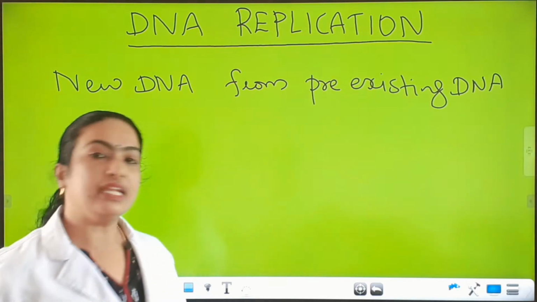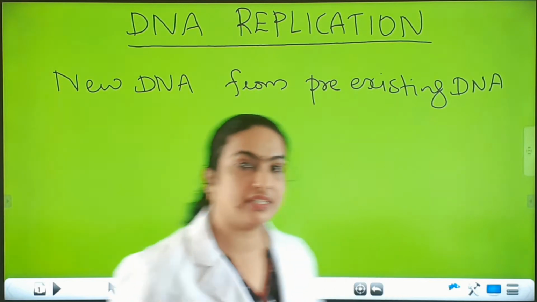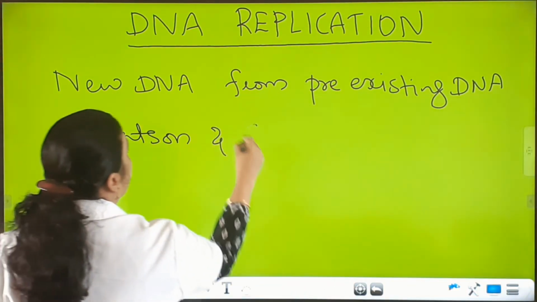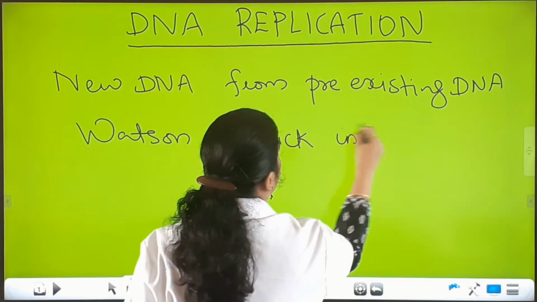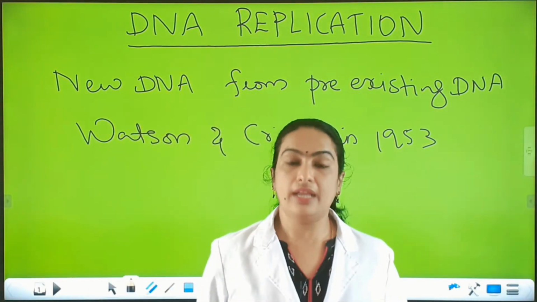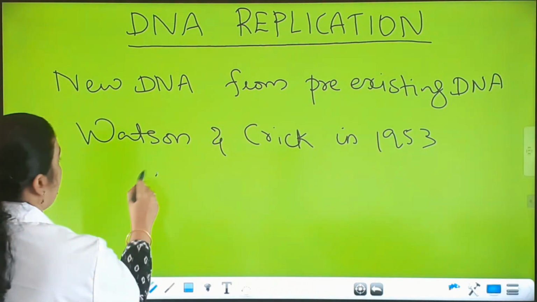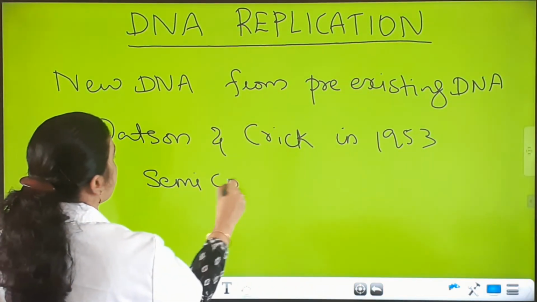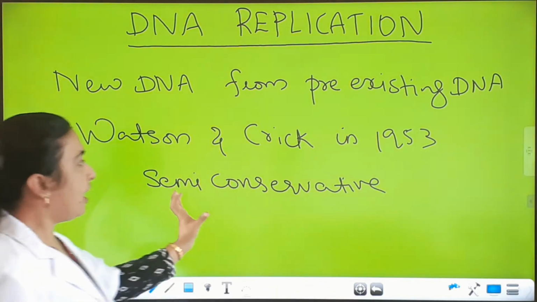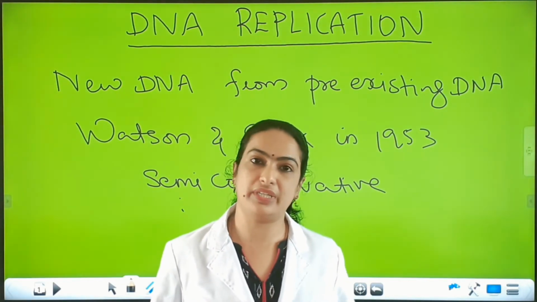This DNA replication was first proposed by Watson and Crick in 1953. Watson and Crick in 1953 proposed a scheme that DNA replication is semi-conservative. Semi-conservative means that half is taken from the old one. That is called semi-conservative.